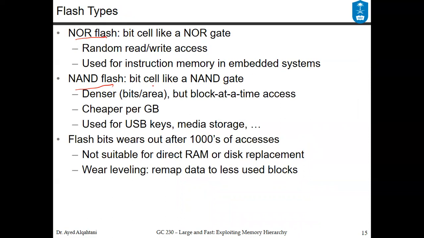For NAND flash, the bit cell is like a NAND gate. It's denser, which means that you have many bits per area, but it has block-at-a-time access. It's cheaper per gigabyte and used for USB keys and media storage. So if you have a flash memory in your hard drive, most likely it's a NAND type or NAND flash. Just to remind you, the NOR gate is this way. This is a NOR gate. And the NAND gate is this way.